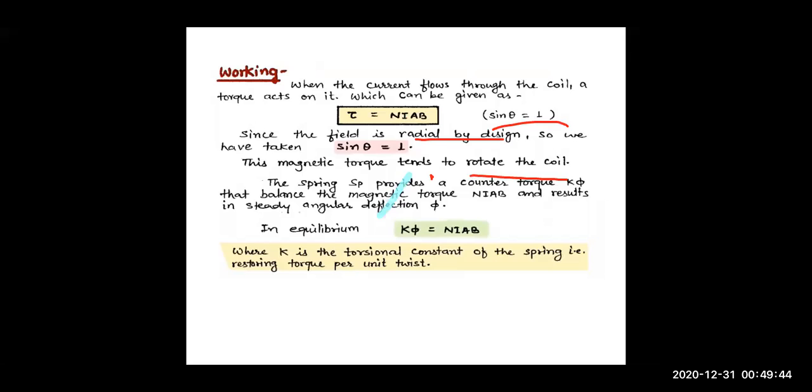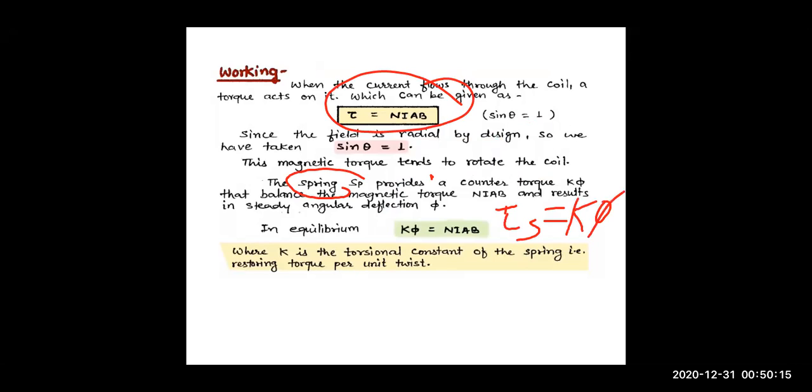Now, when the coil has been rotated with this torque, there will be a counter torque provided by the spring, which will try to bring the coil to its original position, right? That is opposing it. It is known as restoring torque. So that torque is produced in the spring. Let us call it tau S, which equals K phi, proportional to phi. Phi is the deflection through which the coil has been turned, right?